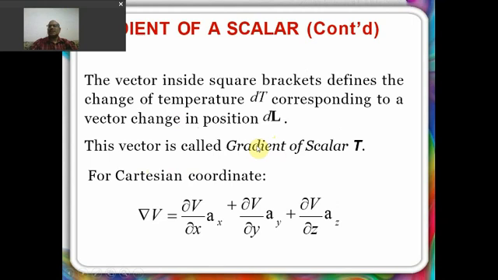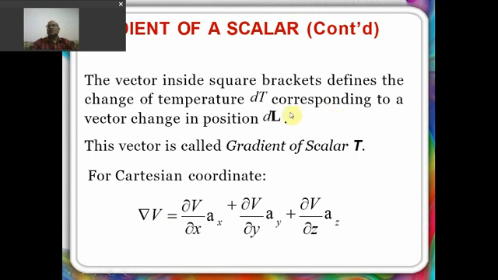You can say gradient is the change of the value with respect to the change of position. If we go from one point to another, what will be the change of that scalar point function when we are moving from one position to another position?